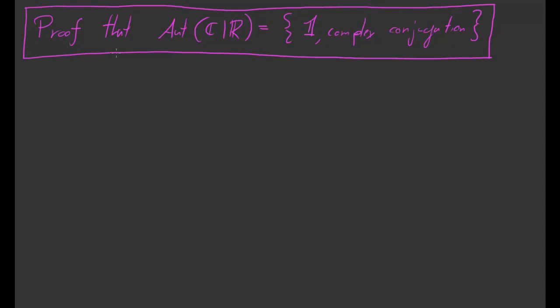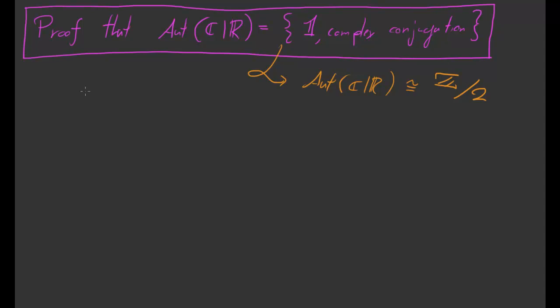Let's prove that Aut of C over R only has two elements, the identity and complex conjugation. So in other words, we want to prove that Aut of C over R is isomorphic to Z mod 2. There's only one group with two elements, that's Z mod 2, and so we want to show that Aut of C over R only has two elements. In other words, we'll show that it's isomorphic to Z mod 2.